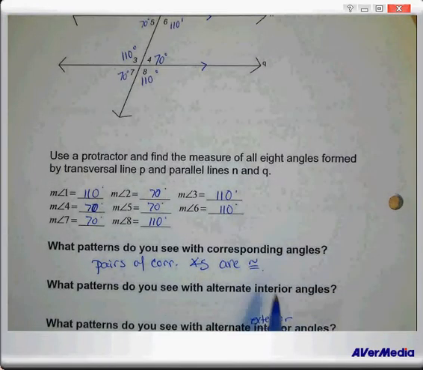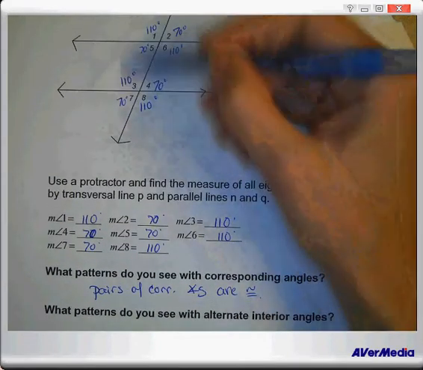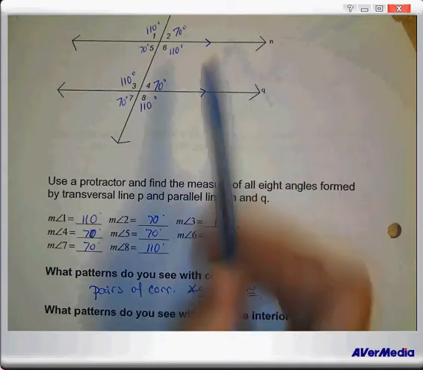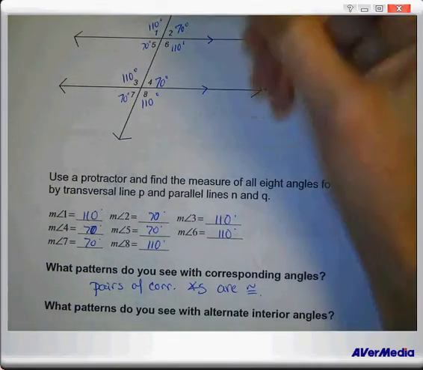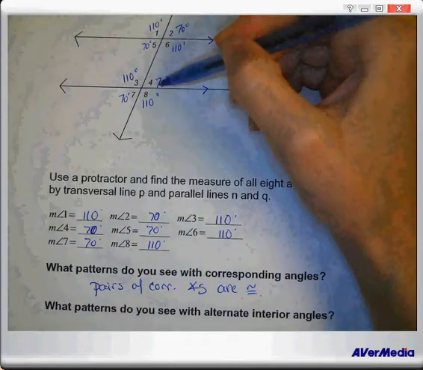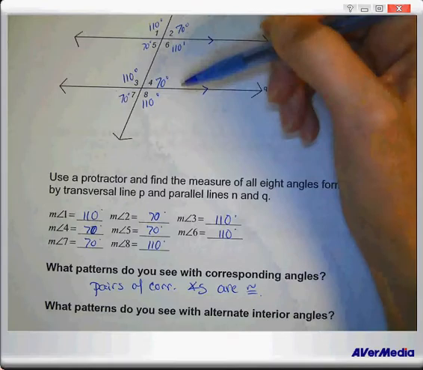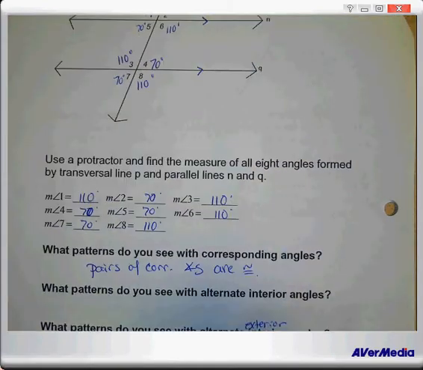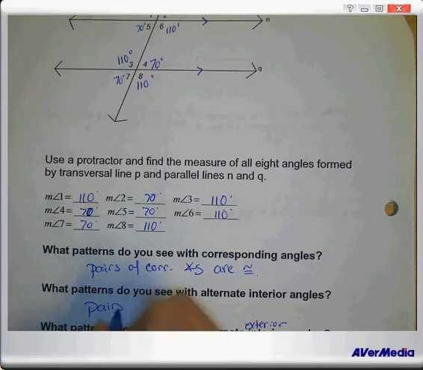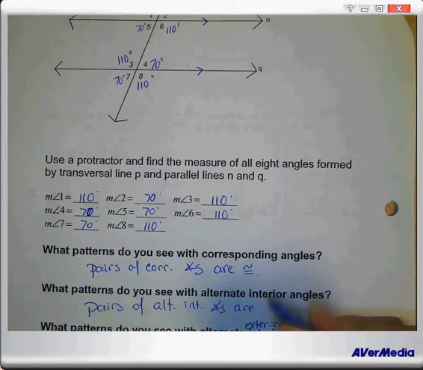Now let's look at our alternate interior angles. So we go back up here, and remember the alternate interior. Here's our interior area. So that means 5, 6, 3, and 4 are our interior angles. Our alternate ones are non-adjacent and on opposite sides of the transversal. So that's 5 and 4. Look, they're the same measurement. Look, 3 and 6. They're the same measurement. Exactly. So pairs of alternate interior angles are congruent.